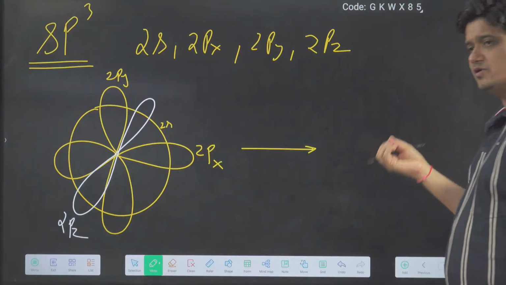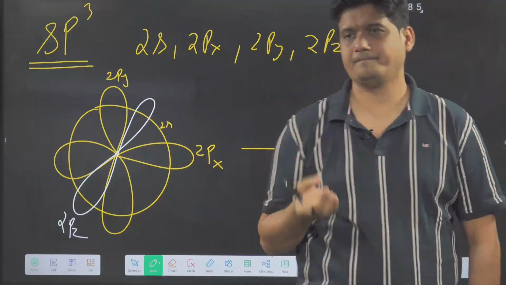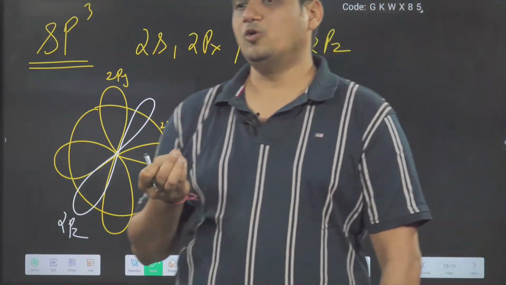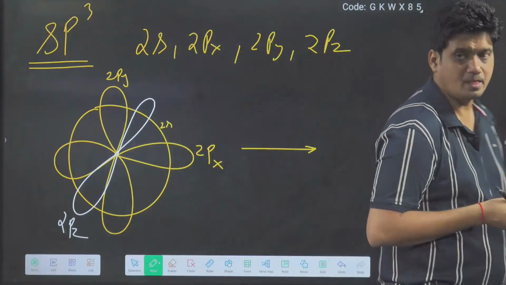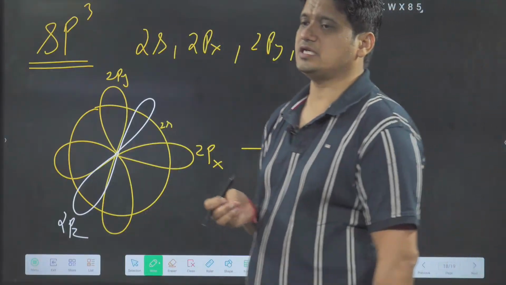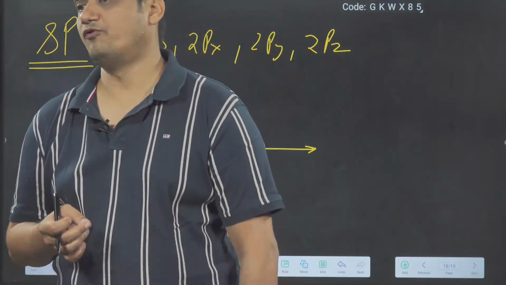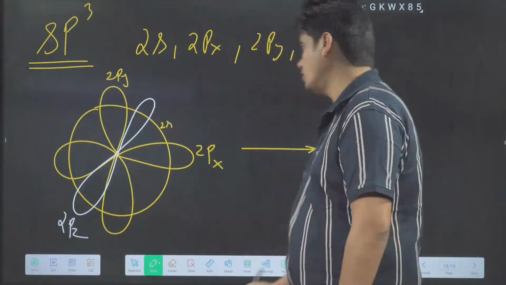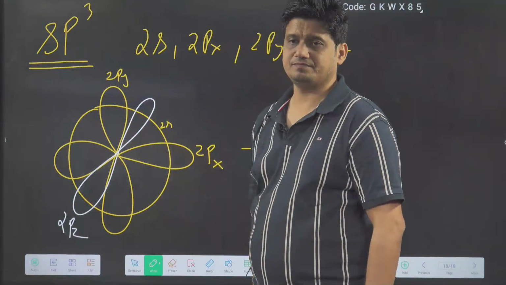How many hybrid orbitals are going to form? 4. Very good. 4.